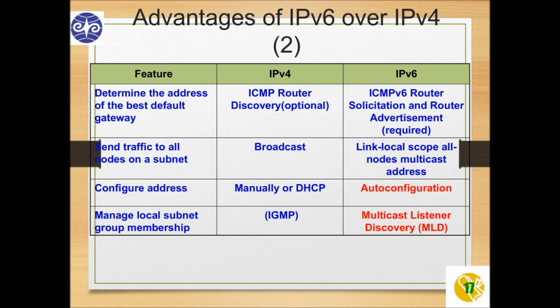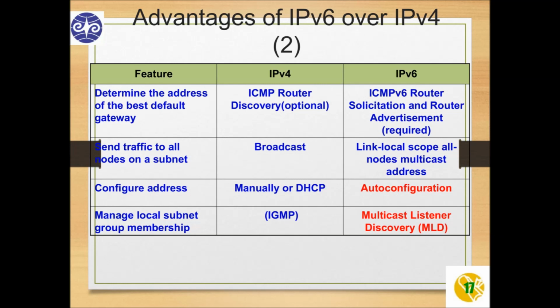Second feature: send traffic to all nodes on the subnet. In IPv4 we use the broadcast scheme, and in IPv6 we use link local scope all nodes multicast addresses. Over here just the addresses are used to whom the data will be transmitted.